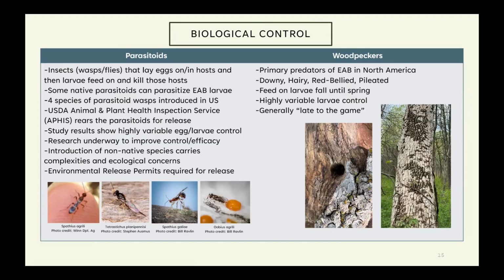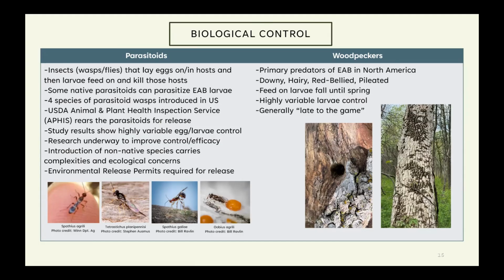In Kansas, we have several species of woodpeckers throughout the state. They will feed on larvae from fall until spring. Highly variable larvae control. So you have native woodpeckers that are adapted to feeding on a wide array of other organisms and not just EAB. So I do think EAB larvae make the menu, but the menu has other options as well.